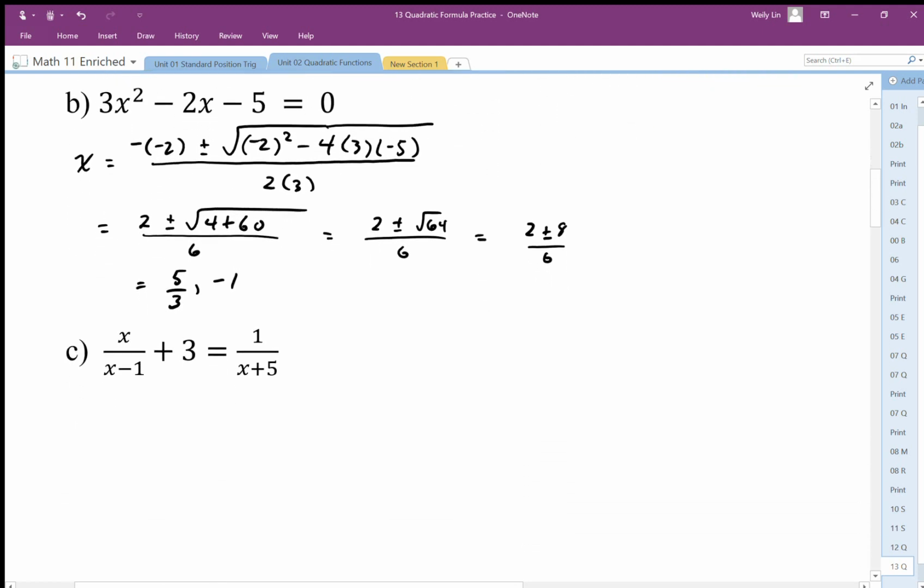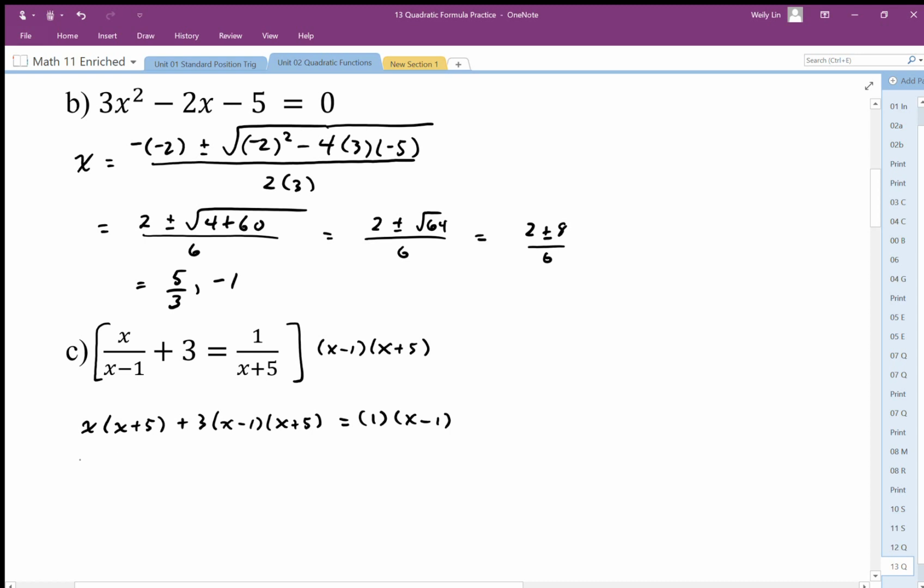Okay, before we can use the quadratic formula, again, we need to make sure it's equal to zero. First of all, get rid of the fraction by multiplying by the lowest common denominator. And then I want to make this equal to 0. So multiplying this, I end up with x. The x minus 1's cancel out. Okay, plus 3 times, nothing cancels here, so x minus 1, x plus 5. And here the x plus 5's cancel out, so we just end up with x minus 1.